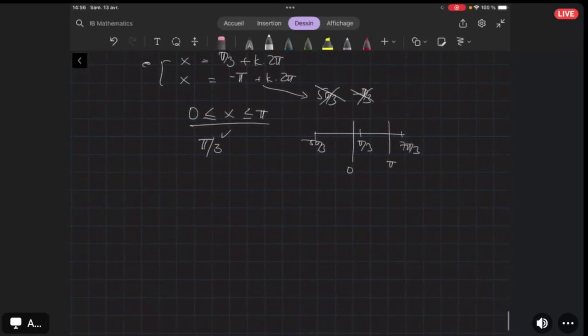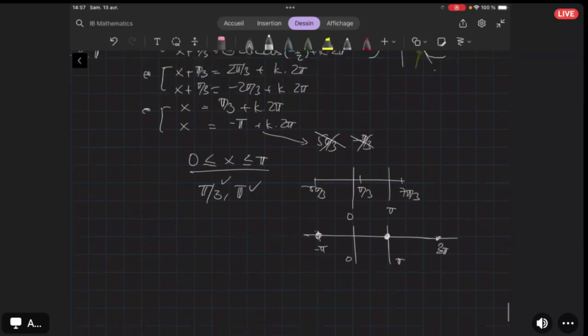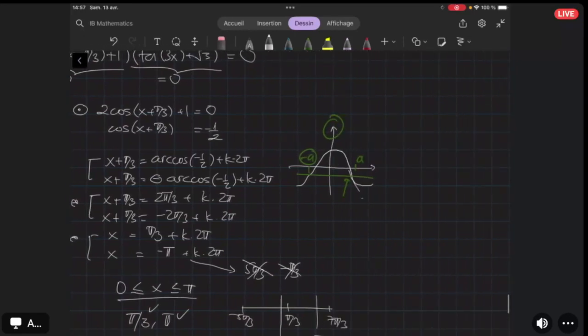Similarly, this is not to scale, by the way. Similarly, you have negative pi, then you have pi, then you have 3 pi. Pi is right on the edge, so pi is included. So this one has 2 equations, there are 2 solutions. All right, any questions?